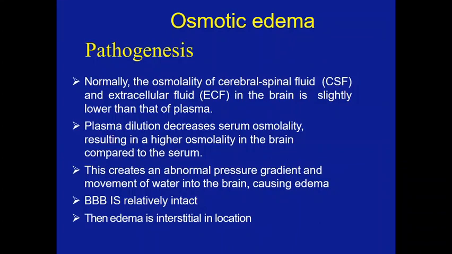Pathogenesis of osmotic edema. Osmotic edema occurs as a result of a loss of osmotic balance between the blood plasma and the visceral tissue of the brain, which promotes the accumulation of fluid within the brain. Normally, the osmotic pressure of cerebrospinal fluid and the extracellular fluid in the brain is slightly lower than that of plasma. Plasma dilution decreases serum osmolarity, resulting in a higher osmolarity in the brain compared to the serum. The blood-brain barrier is relatively intact. Then the edema is interstitial in location.